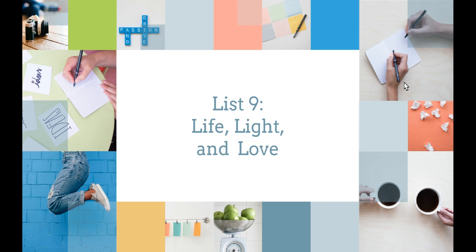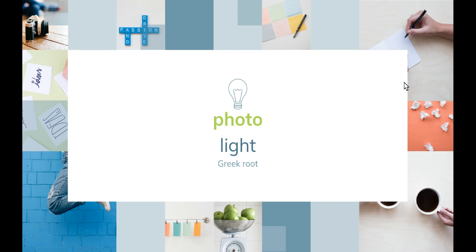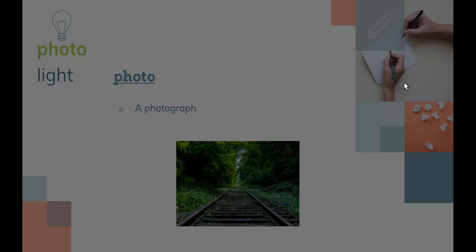List 9, life, light, and love. This is the photo video. Just a reminder, photo means light, and it is a Greek root. The words that have photo in them are photo, photography, photograph, photocopy, telephoto, photon, photogenic, and photosynthesis.